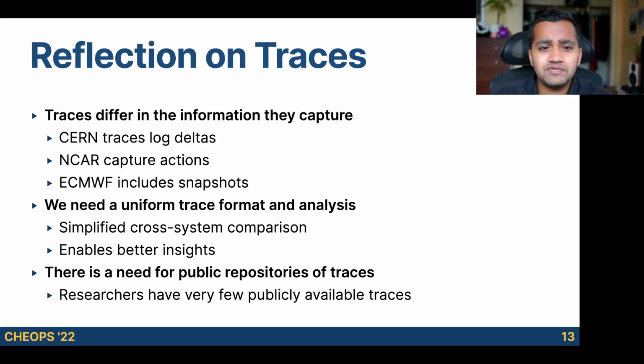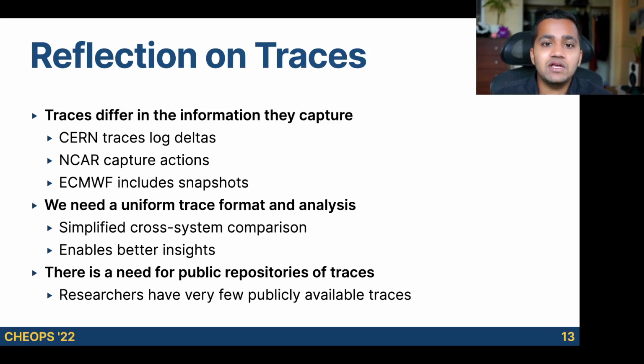We looked at 3 different trace formats, and all of them vary in the data that they capture. CERN captures deltas, NCAR captures specific actions that happened, and ECMWF includes snapshots. One-to-one comparison of these things is not always easy. For example, a file size going to 0 can be inferred as a delete action in CERN, while NCAR will have a specific delete action.